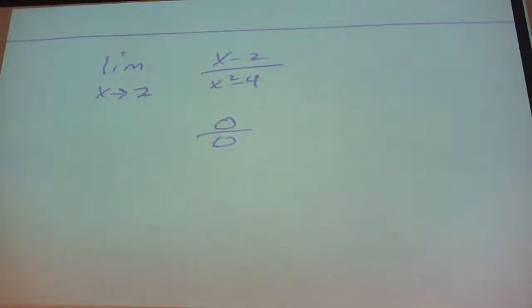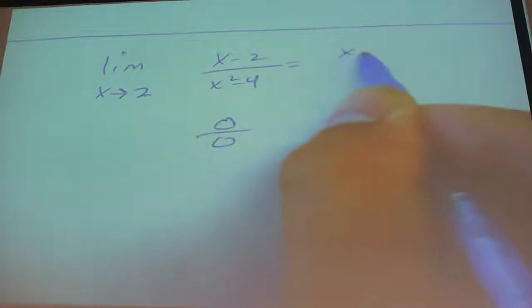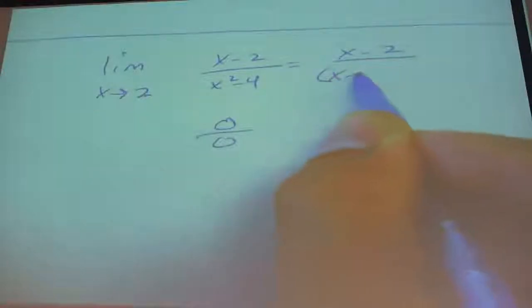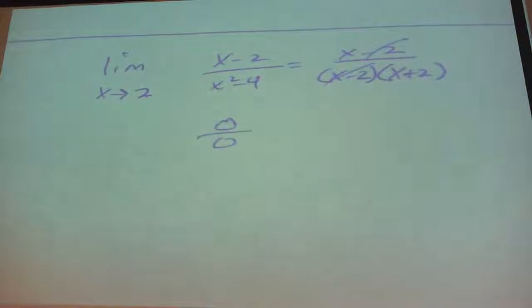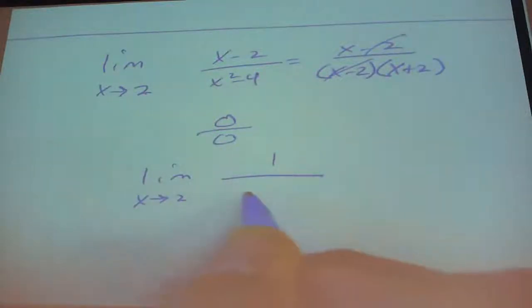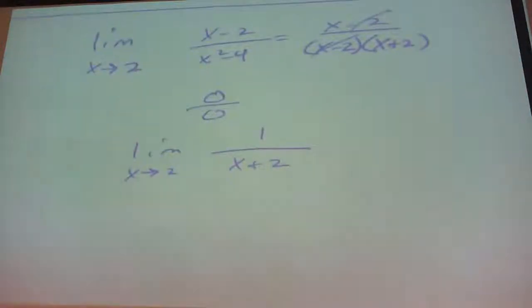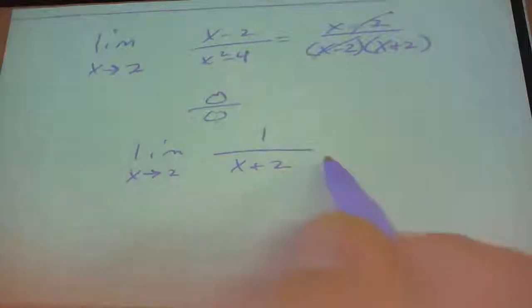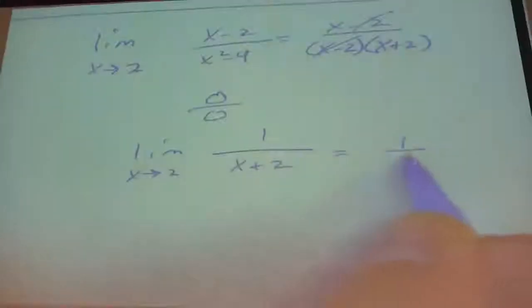Okay, if I plug 2 into the original, I get 0. Plug 2 into the denominator, I get 0. Does that mean I can stop there and call it undefined? No. 0 over 0 means indeterminate. You've got to take it a little further. And when you take it a little further, this factors into x minus 2, x plus 2. The x minus 2 over x minus 2 becomes 1. So really, we're looking at 1 over x plus 2. And when you plug 2 in, what do you actually get? 1/4.